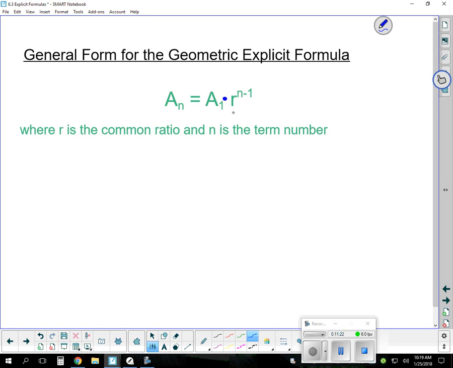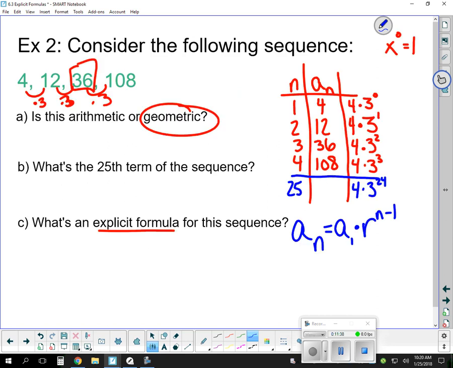to the n minus 1, where r is the common ratio, which is the number you're multiplying by to get from one term to the other, and n is your term number. So again, you can see how much easier, or how much quicker, I guess, it would be to use the explicit formula versus the recursive, because instead of having to keep finding every single term to get to the 25th, we could skip from the 4th all the way to the 25th, okay, without finding the ones in between.